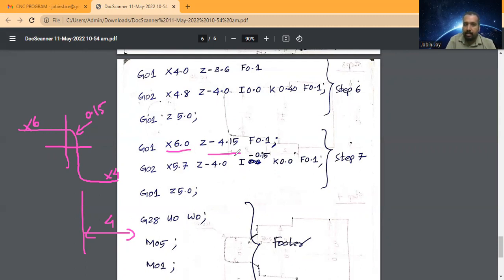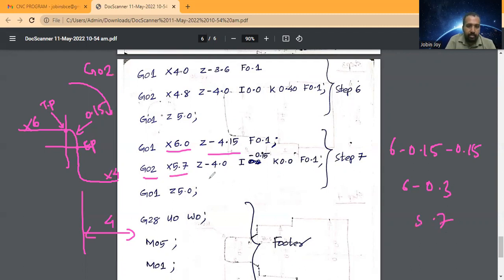X6, that means this line, and z minus 4.15, feed is given 0.1. This is the tool's position, and this is the end position, this point. So this movement will be an arc, that is you have to enter G02. For this x value, the total diameter is 6, so 6 minus 0.15 minus 0.15, that means 6 minus 0.3, that is equal to 5.7.